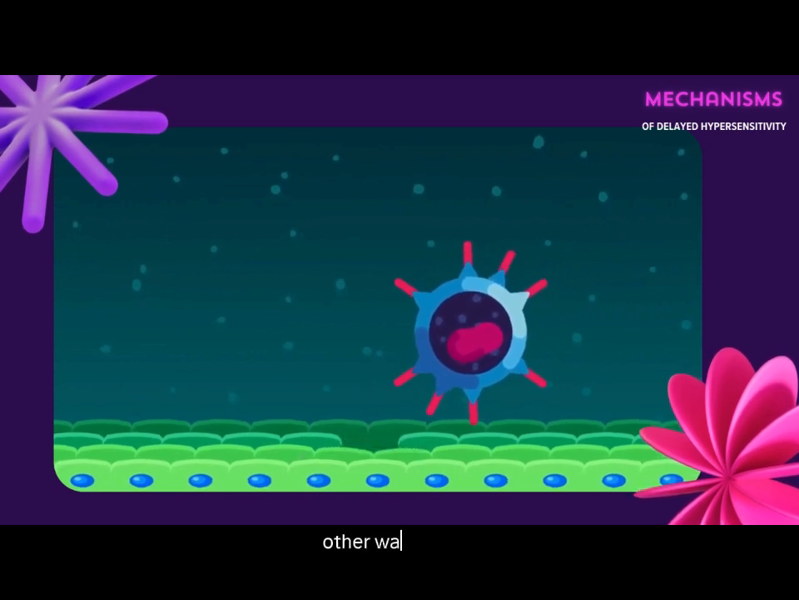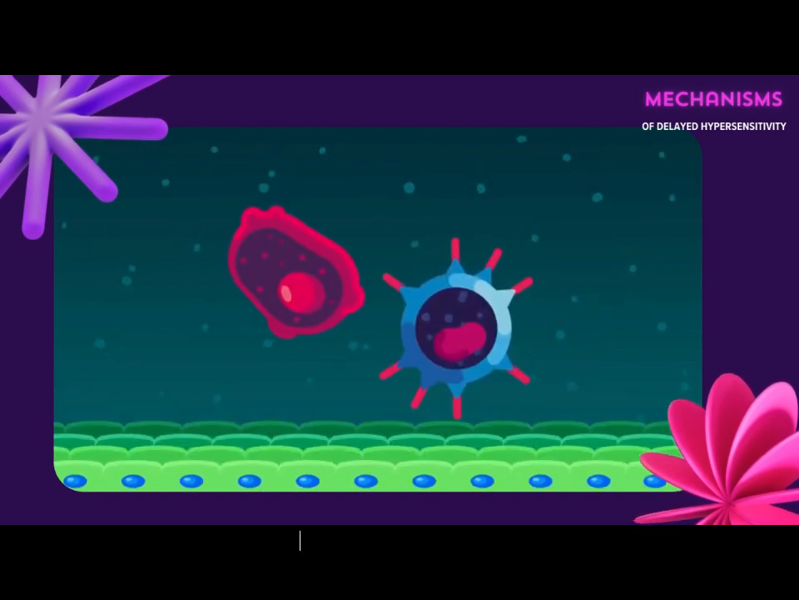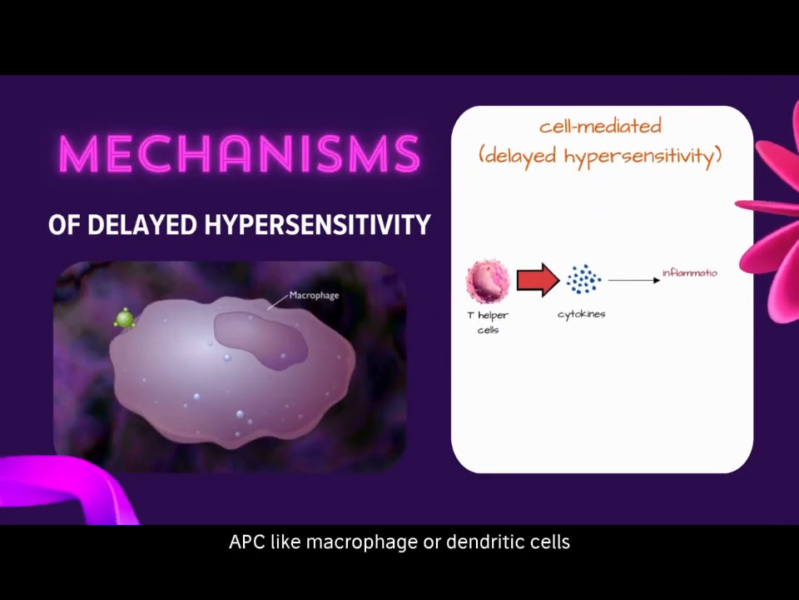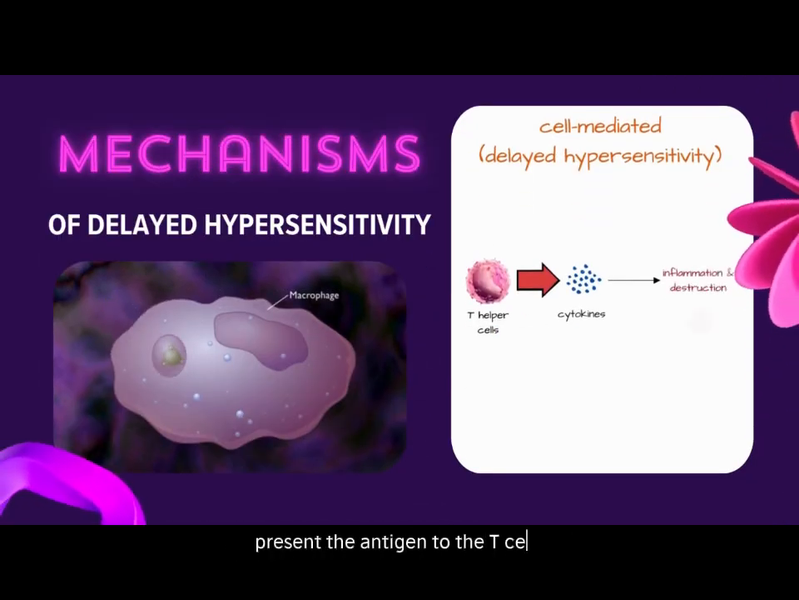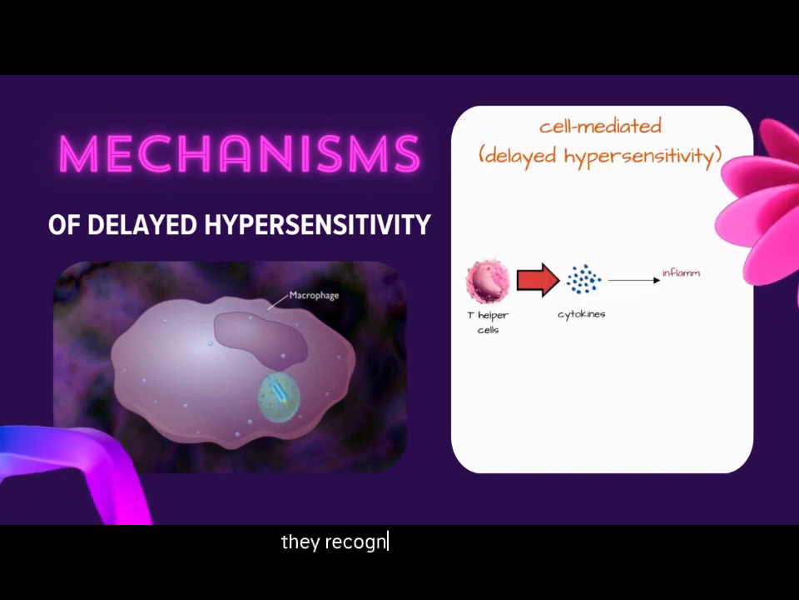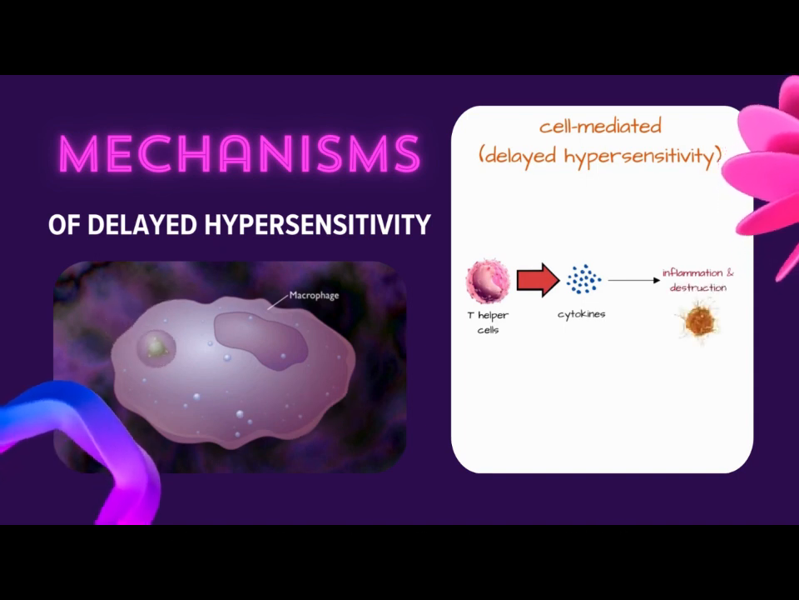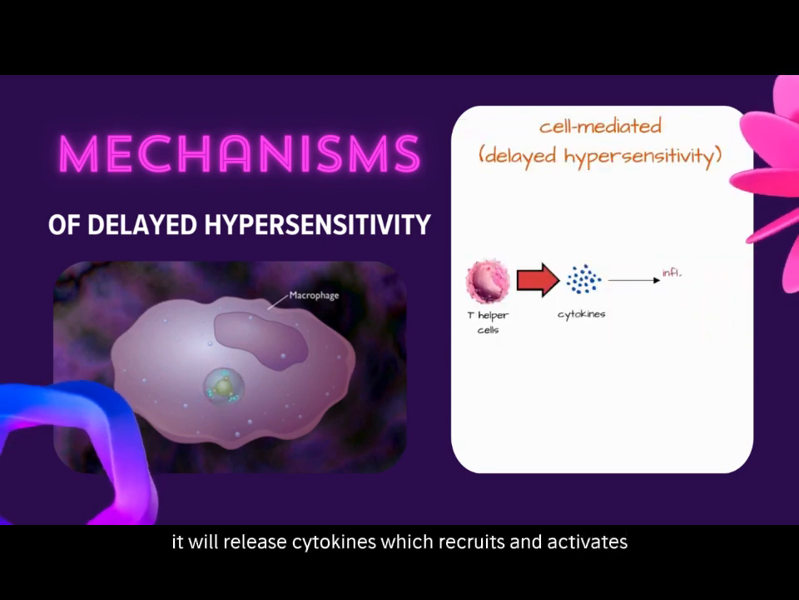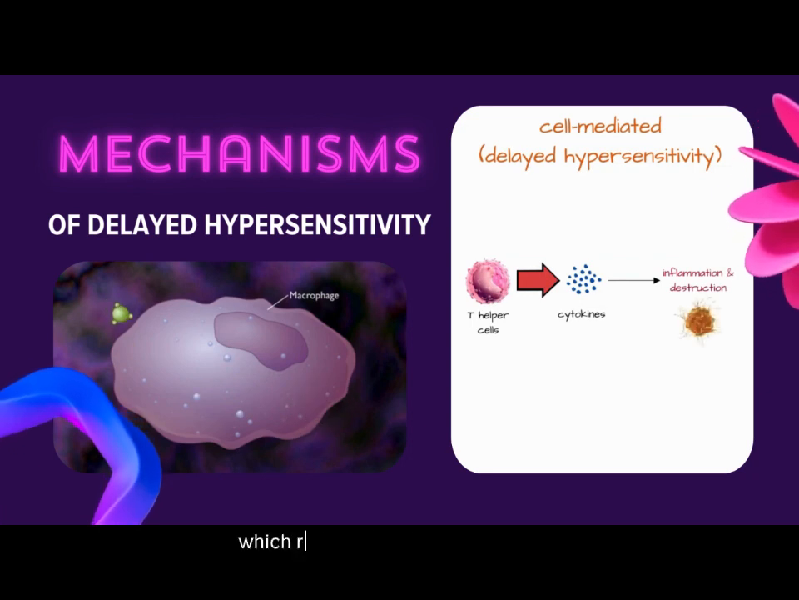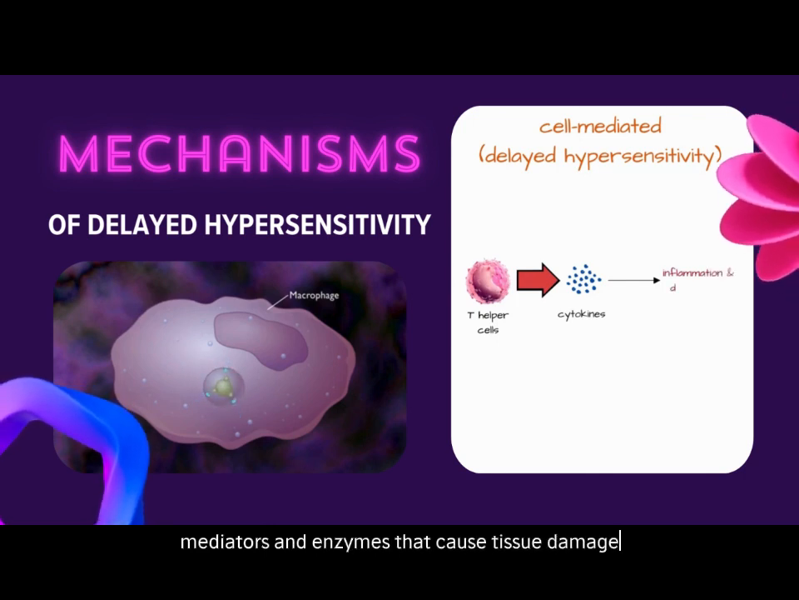To see an example of it, when an allergen enters the body, antigen presenting cells, APCs, like macrophages or dendritic cells present the antigen to the T cells. So the CD4 plus helper T cells recognize the presented allergen through their receptors and they become activated. They will release cytokines which recruit and activate other immune cells, particularly macrophages, which release various inflammatory mediators and enzymes that cause tissue damage.